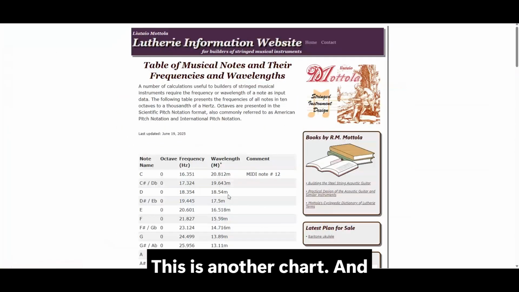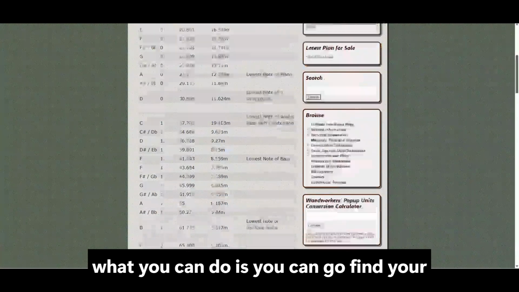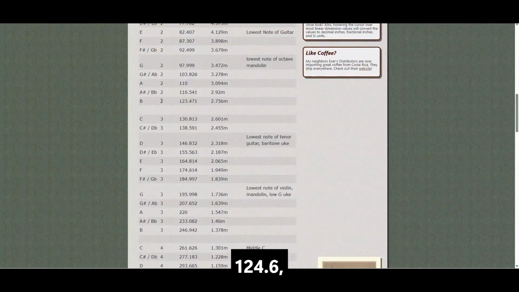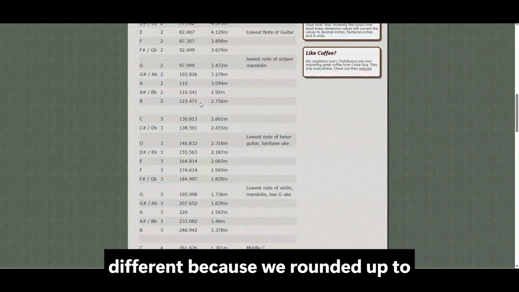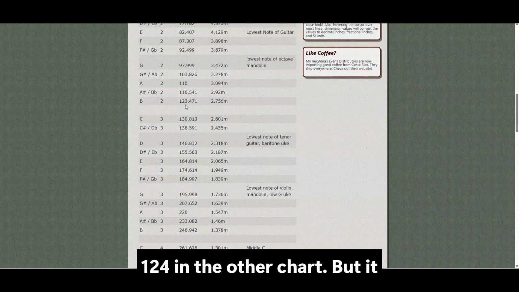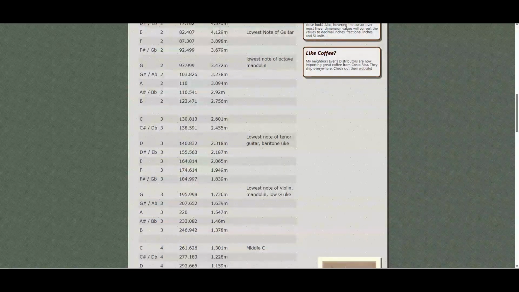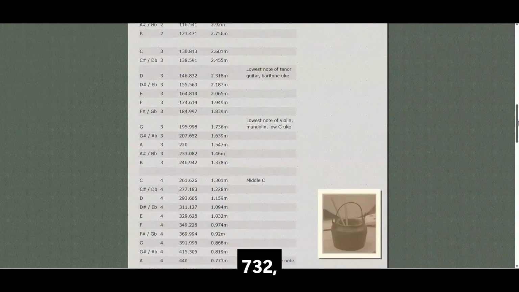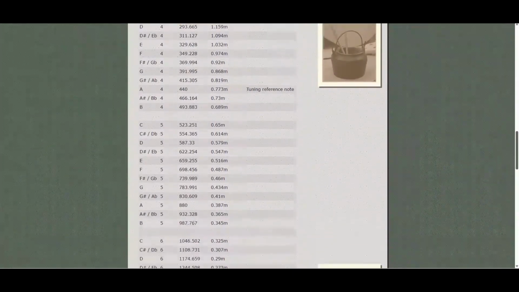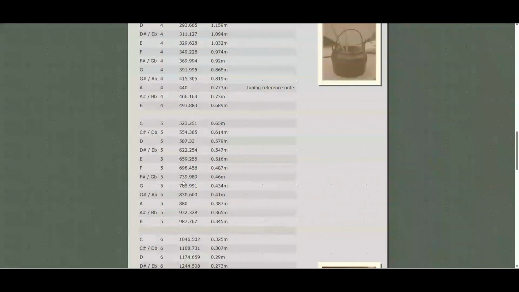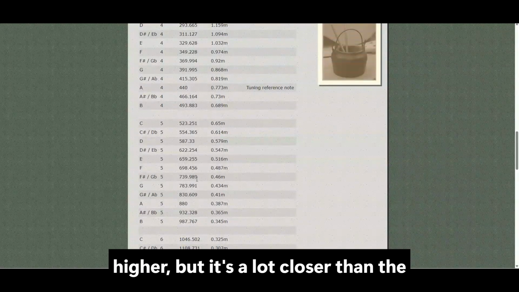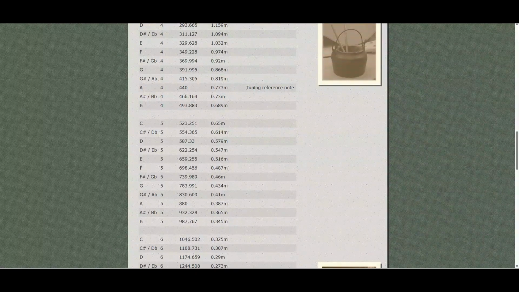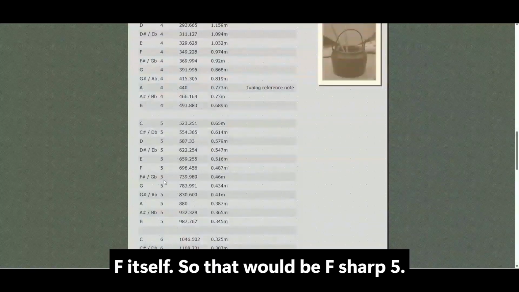This is another chart, and what you can do is go find your pitch. So we had 124.6, which here they're a little bit different because we rounded up to 124 in the other chart, but it comes out to B2 once again. And if I was looking at my 732, I can come here and go, okay, there's the F sharp, that's higher, but it's a lot closer than the F itself. So that would be F sharp 5.